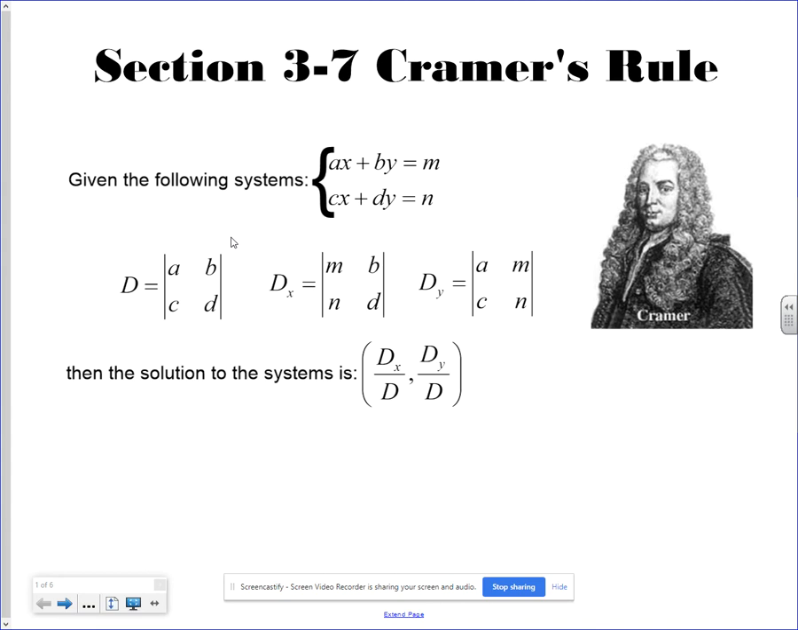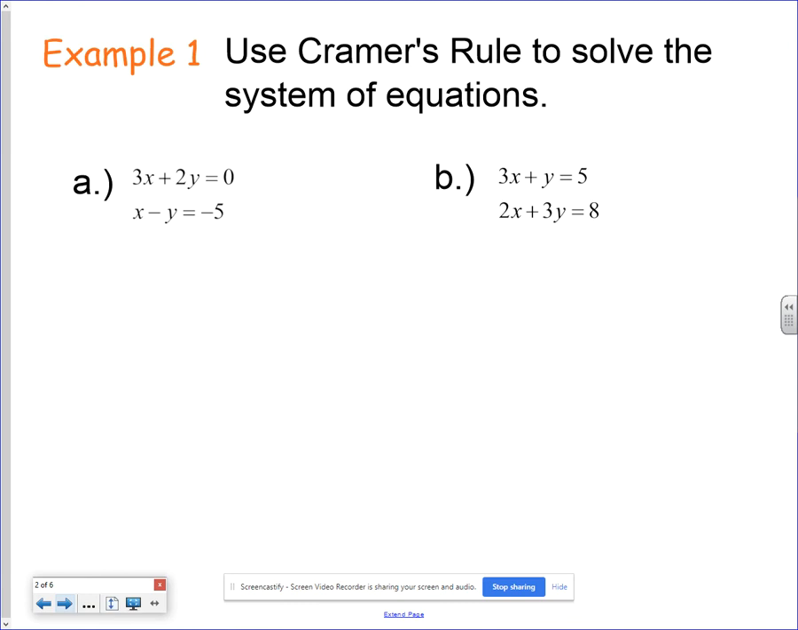So what you do is find the determinant of D, the determinant of D of x, and the determinant of D of y. To get your solution, you take the value you found for D of x divided by D, and then the value for D of y divided by D. All right, so let's try an example here. Let's look at example A. I want to solve this system.